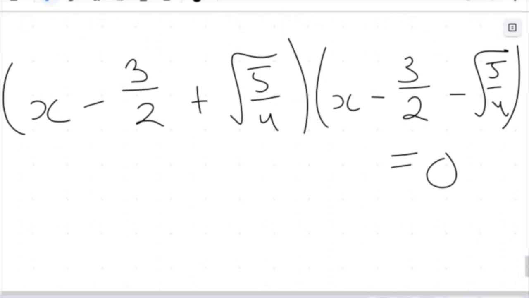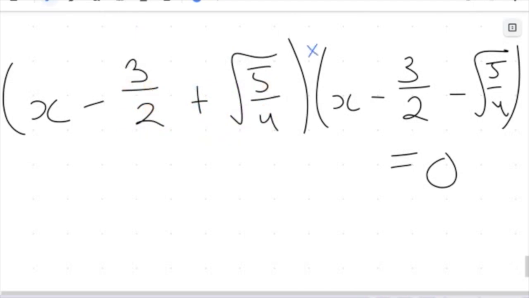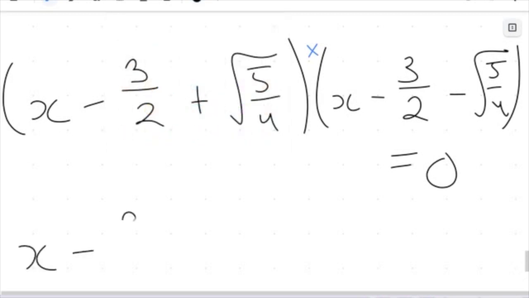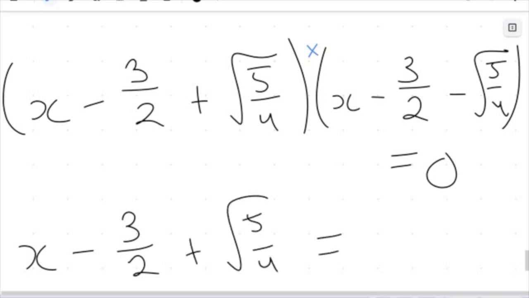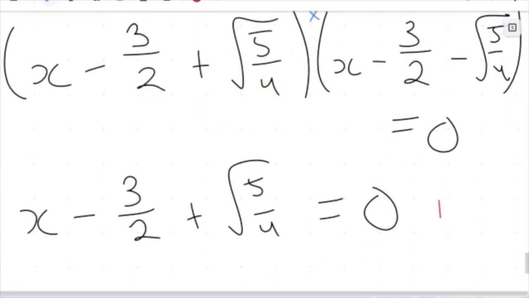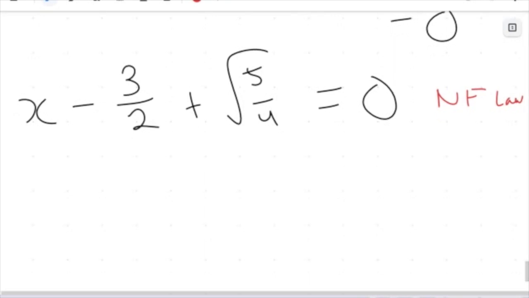Okay, now because these are multiplying, there is a multiplication implied here with these 2 binomial products. We want a case in which one of these equals 0. So I can have the possibility of x minus 3 on 2 plus root 5 on 4 equaling 0 by the null factor law. I'll actually write that here. So null factor law. Okay, so let's go ahead and solve that.